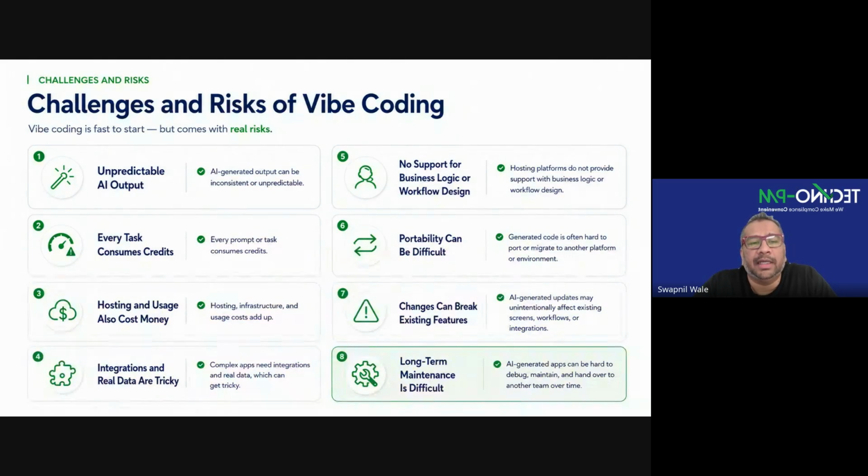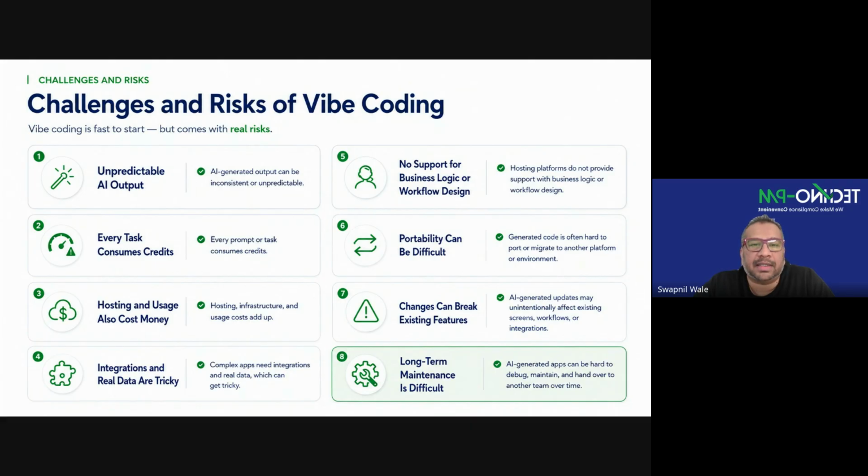Hosting and usage cost money. Once you build, you don't essentially pay if you don't use it, but if you use it, it uses the AI credits in the back and the infrastructure. Integrations are tricky. And one of the things we have found is there is no support for business logic or workflow design from the app itself. The app company will fix issues with their product, but they will not fix issues with your product. Portability can be difficult. You build it in one, moving it to another can be challenging. It is code, but still sometimes it gets difficult.